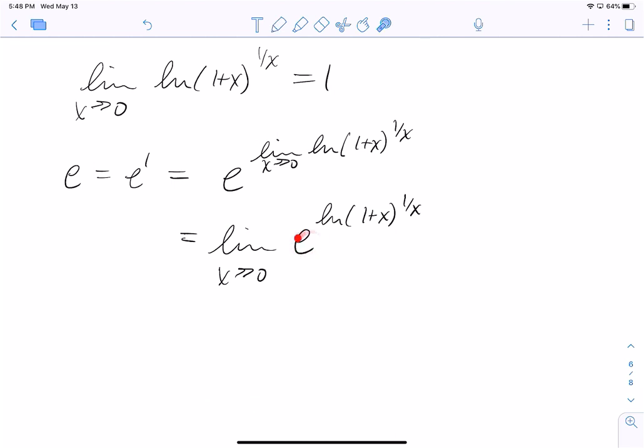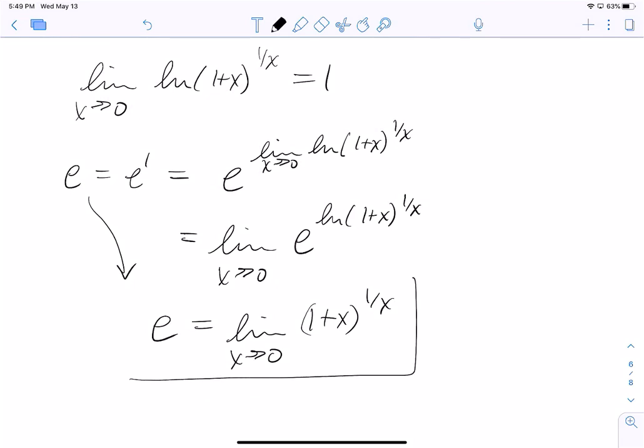And now I have e to the natural log. Those bases match. And so we have the limit as x approaches 0 of (1 + x)^(1/x). And remember that this thing started with an e. And so e is equal to that limit.